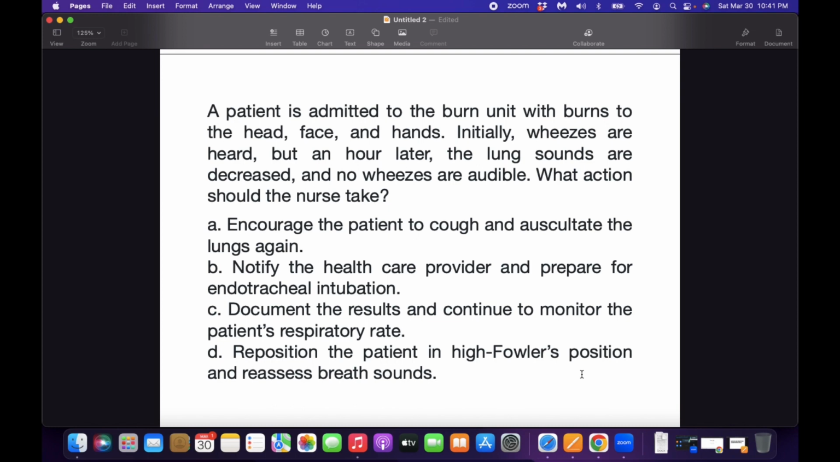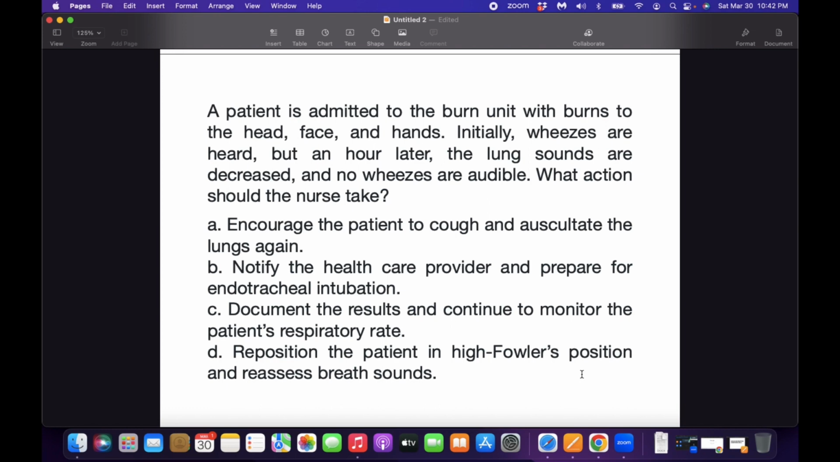Time's up. The correct answer is letter B. Notify the healthcare provider and prepare for endotracheal intubation. The patient's history and clinical manifestations suggest airway edema, and the healthcare provider should be notified at once so that intubation can be done rapidly.